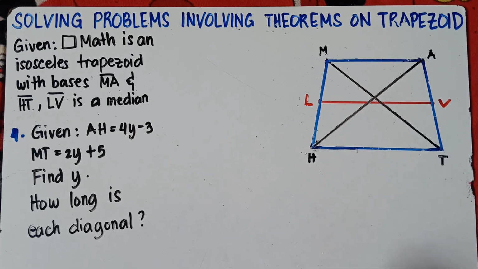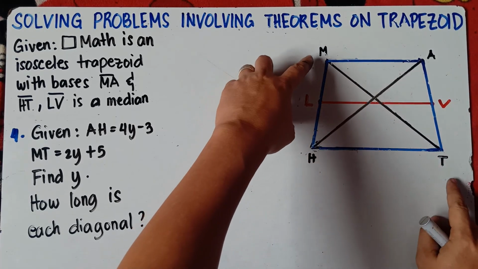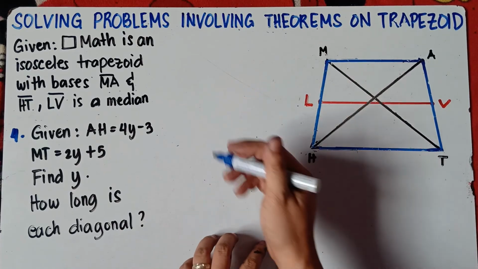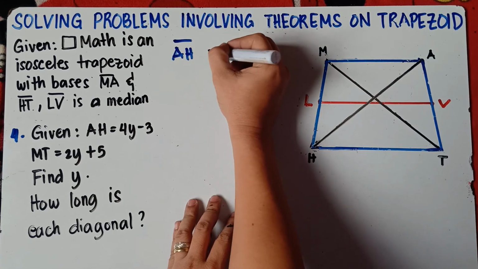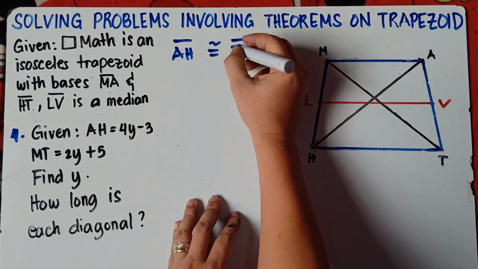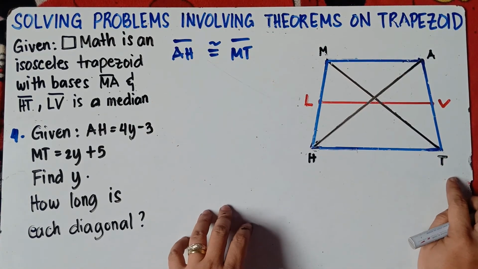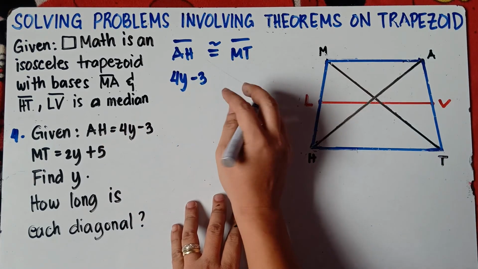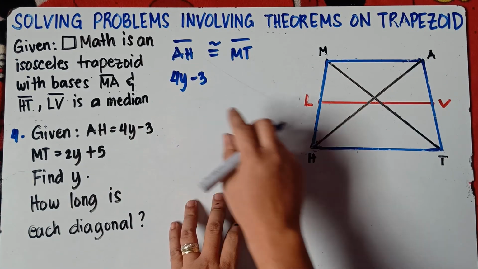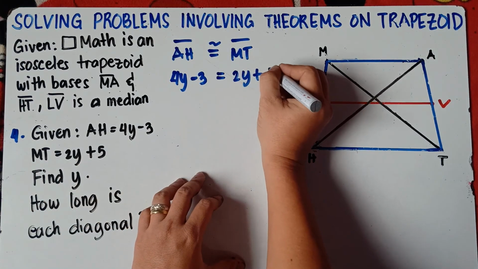Now, once again, class, always remember this one. One property of an isosceles trapezoid: the diagonals are congruent. Therefore, diagonal AH is congruent to diagonal MT. We have given diagonal AH is equals to 4y minus 3. If they are congruent, we can equate these. So 4y minus 3 is equals to MT, that is 2y plus 5.